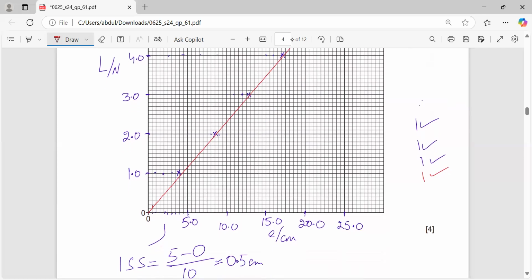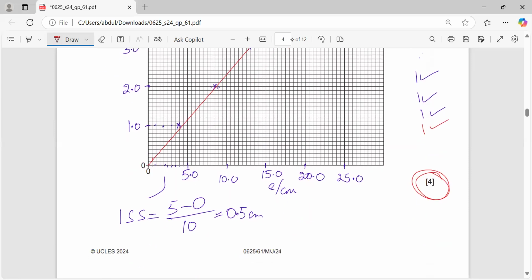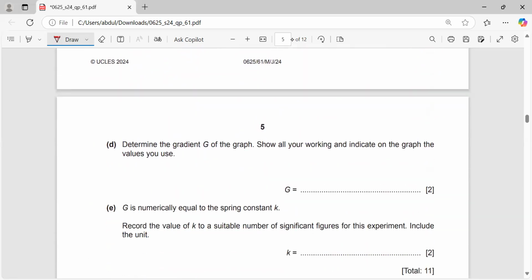So it means in the graph question, it is not the case that you draw all the lines and then the graph marks will be given till the last line, but it has marks of steps. So labeling, then occupying more than half of the grid with the data, and then plotting the points, and then finally plotting the graph line. So 4 marks. Next, it will be the gradient.